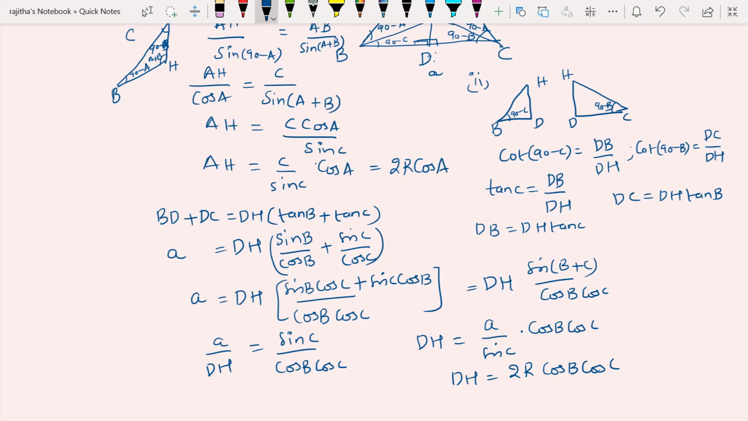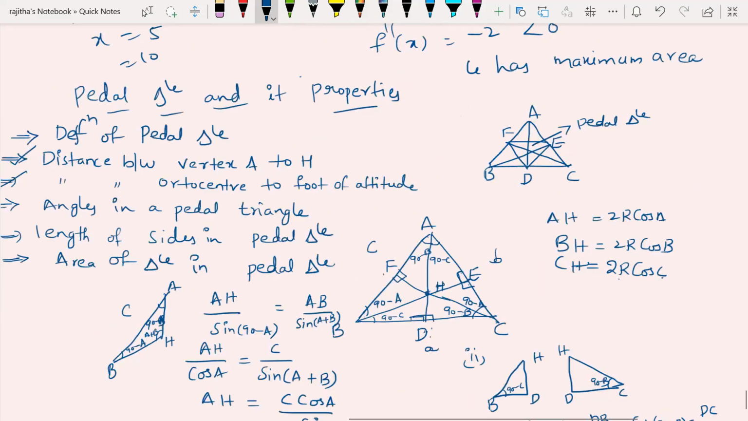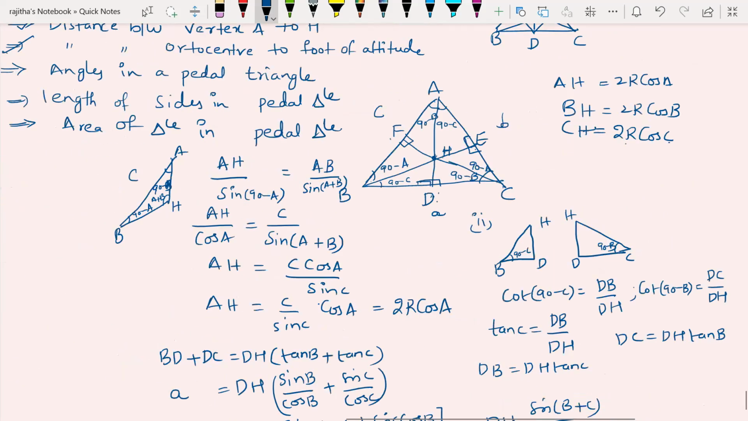Similarly, HE is 2R cos A cos C, and HF is 2R cos A cos B. Next point is angles in a pedal triangle.